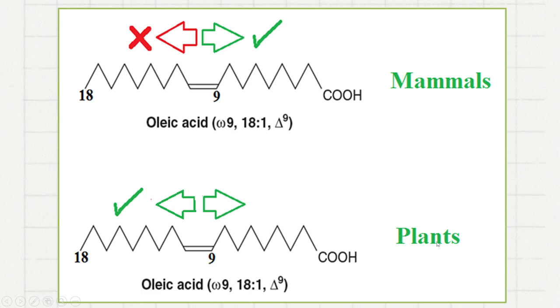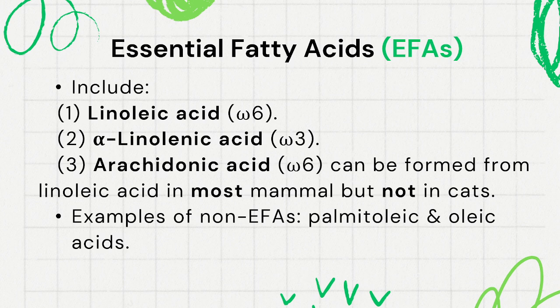In contrast, plants can do that. They can introduce double bonds here, here, here, anywhere up to the omega carbon or proximal to the omega carbon. And the essential fatty acids, as you know, are linoleic acid, omega 6, arachidonic acid, omega 6, and the omega 3 alpha linolenic acid.